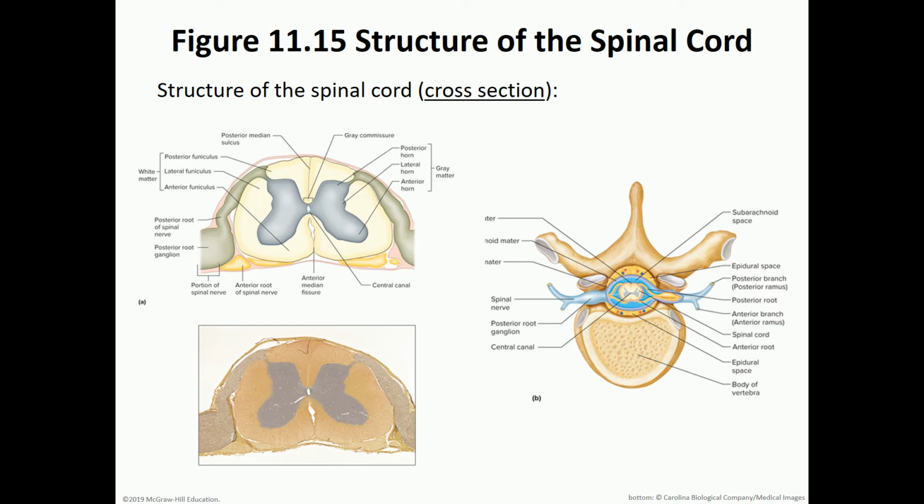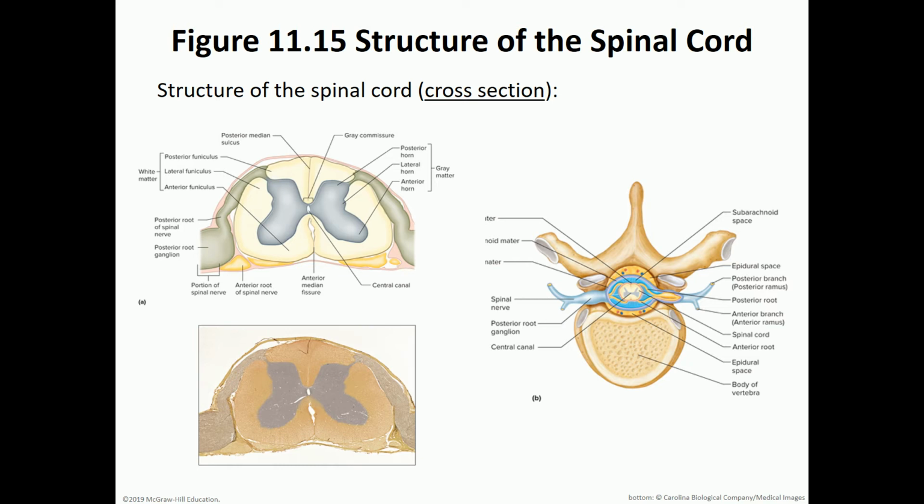Now, all of that white matter on the outside of that butterfly-looking gray matter, that white matter is our myelinated fibers. So these are going to be ascending or descending fibers. We call them in the spinal cord ascending or descending tracts. The ascending tracts are sensory and the descending tracts are motor.